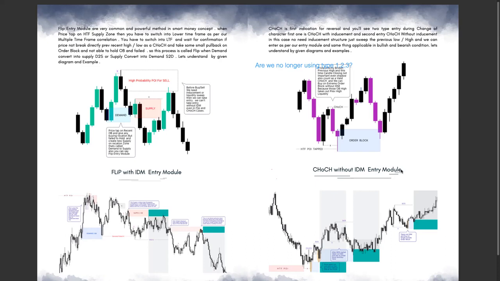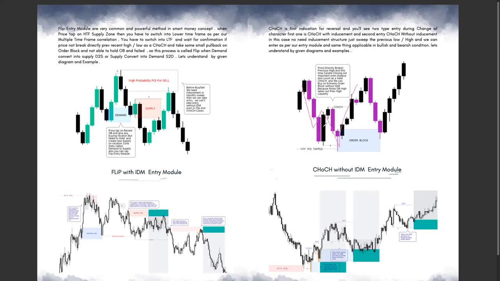Same thing is here. Chalk without inducement, that's how you can trade. If the market sweeps the structure, then we don't need to wait for taking out the inducement, right? Like this one, which I explained here.